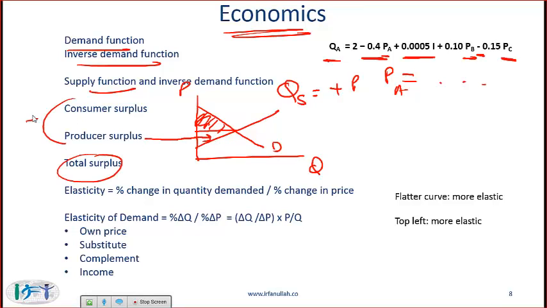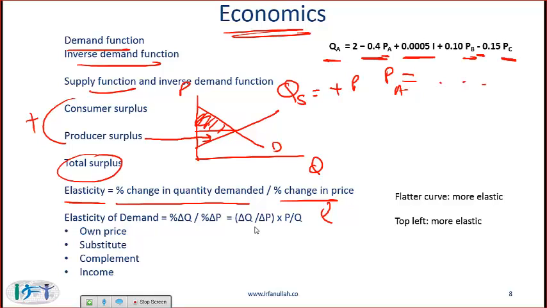Total surplus is the sum of consumer and producer surplus. Elasticity, and remember this formula, it's the percentage change in quantity demanded divided by the percentage change in price. From an exam perspective, the way this will normally show up is the following.